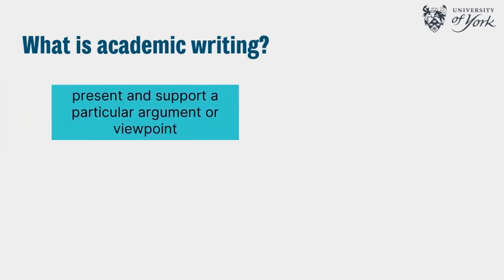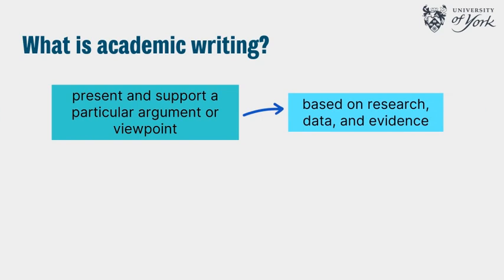Academic writing refers to writing produced in an academic setting such as universities, colleges, and research institutions. Academic writing aims to present and support a particular argument or viewpoint, typically based on research, data, and evidence. The primary audience for academic writing varies depending on the type. The main type of audience are those in your field.